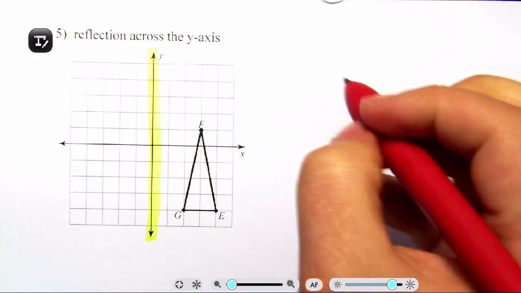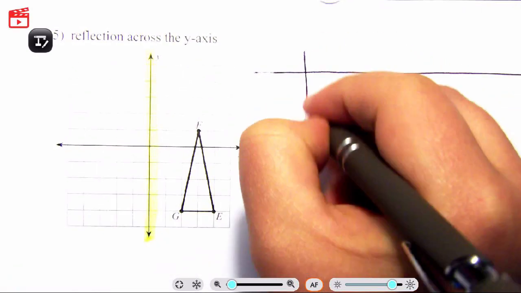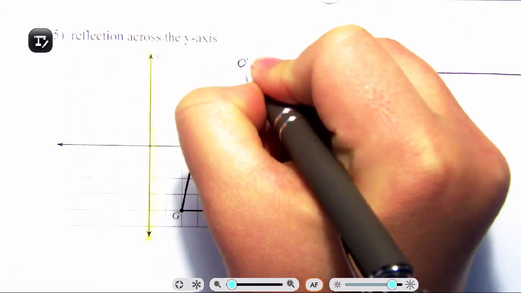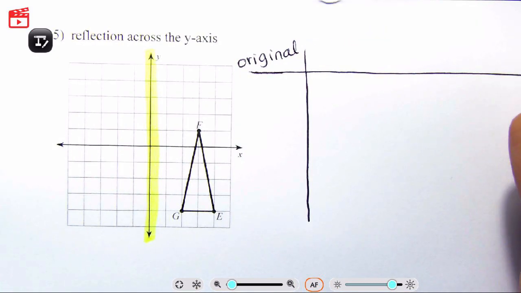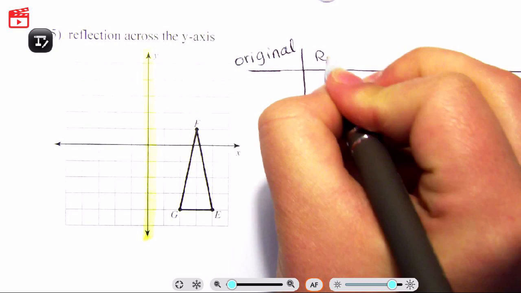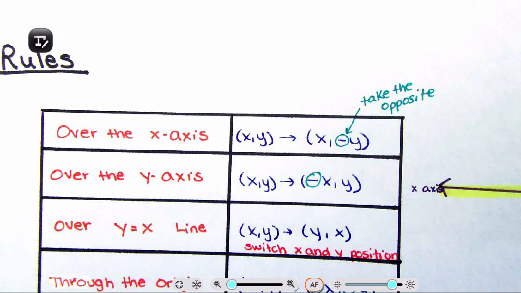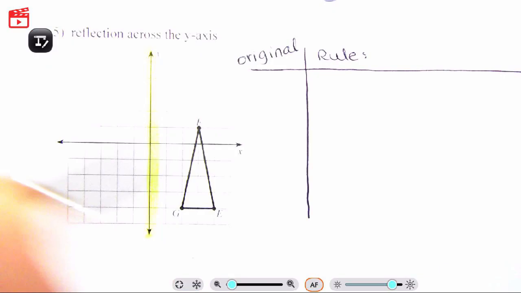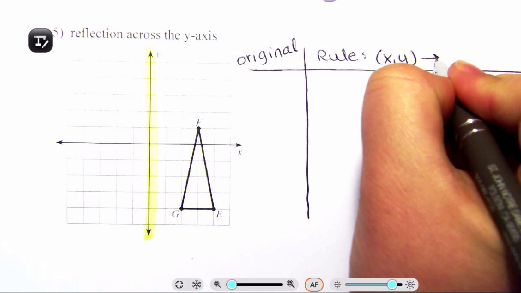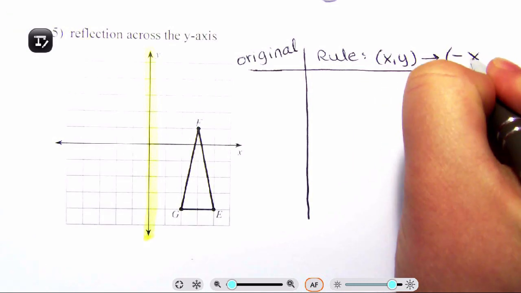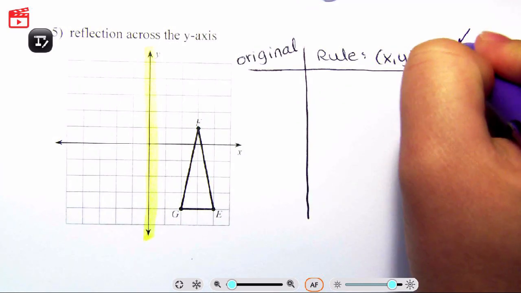So to use the rule, we're going to do the table. Here's our original. Here's our new points. And here's our rule. Now looking at my cheat sheet, what is my cheat sheet? Here it is. I want y-axis, so that means this is my rule. I'm having my original point go to the opposite of my x, comma, y. So again, whenever you see negatives, it's not a negative, it means opposite.